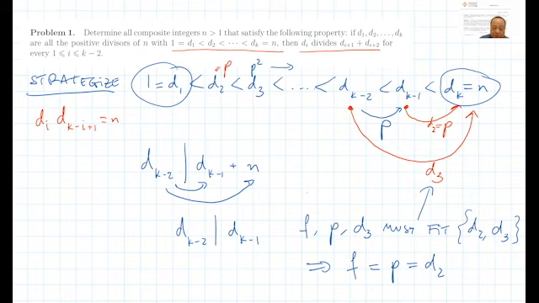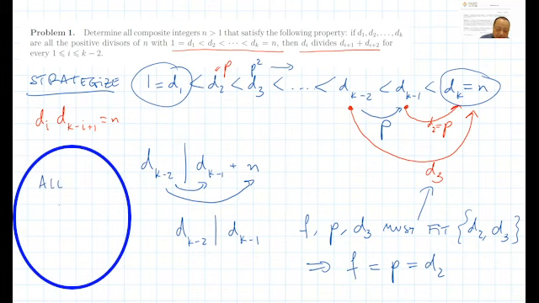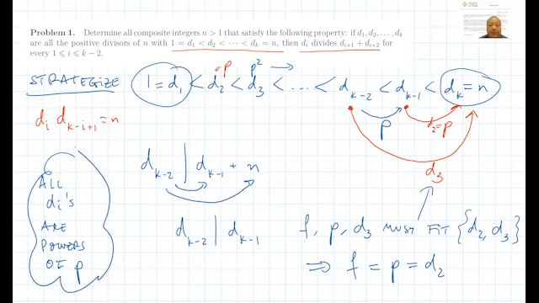That's going to be my strategy. My strategy is to prove that all the d_i's are powers of P. All right, now that I know my strategy, I can go ahead with the proof.